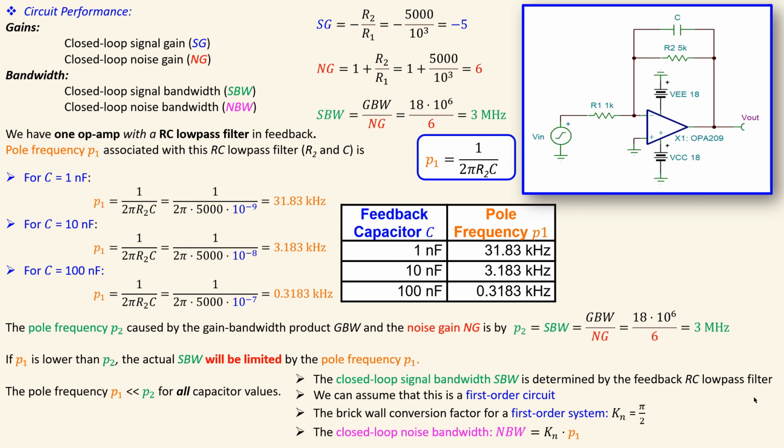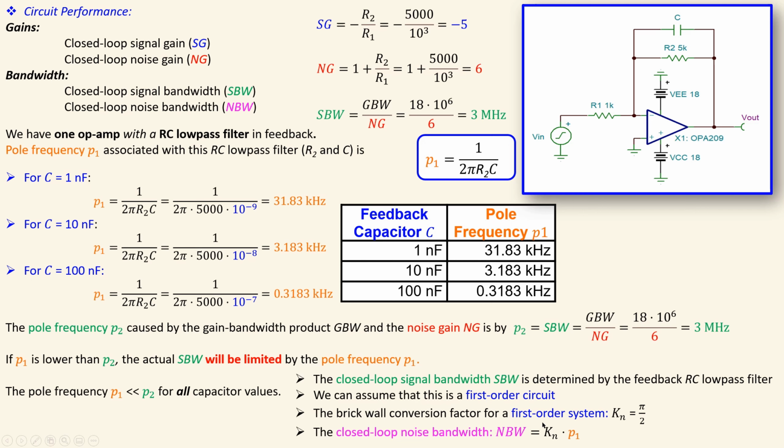Now, of course, the complete circuit will be second order, because we have the second pole due to the op-amp, and the first order due to that feedback RC low pass filter. But for the noise analysis, the first part of the frequency response, where we actually have the significant contribution, is a first order response. So we can assume that this is a first order circuit or a first order system.